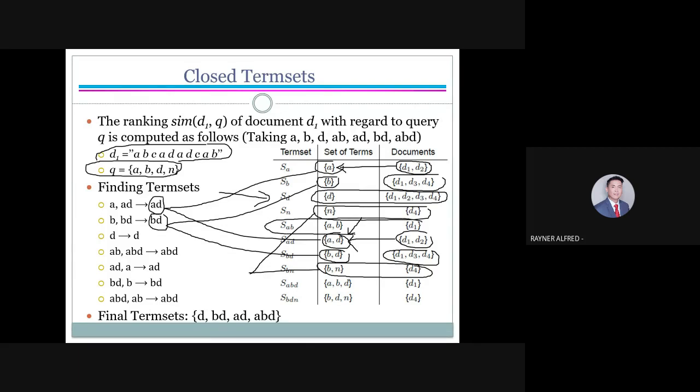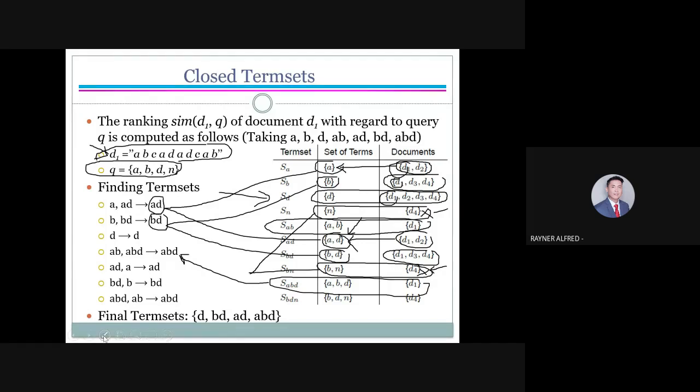AB, and this one is here. Okay. Just now we did not consider this and this because we are referring to D1 only. So we only consider D1: this, this, and this. This one, no. So the one that we don't have document one, we will not consider. Okay.